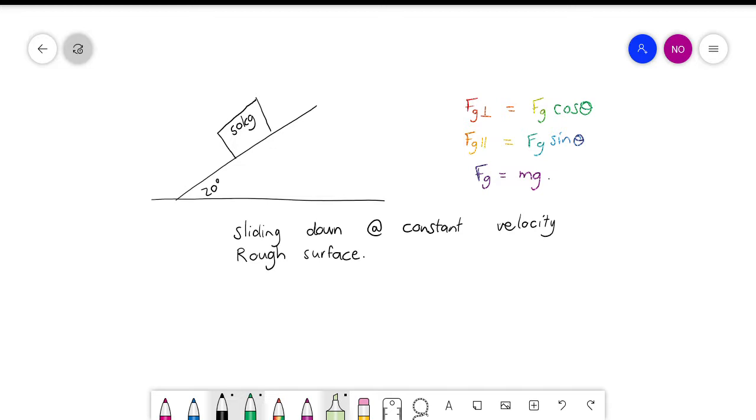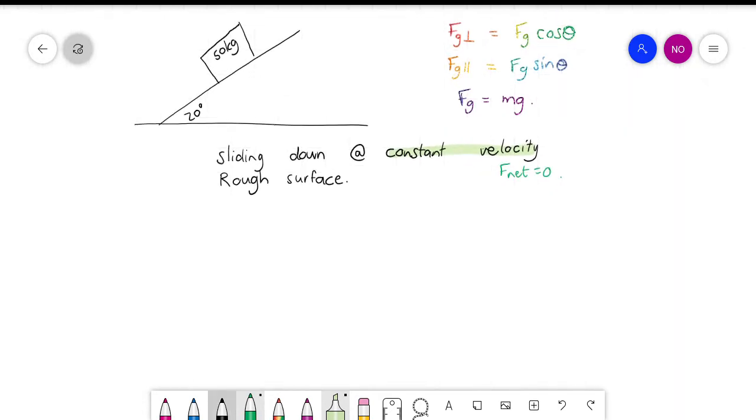Okay, kom ons kyk verder. Sliding down at a constant velocity. What does constant velocity mean? Yeah, constant velocity means F net is equal to 0. Okay, goed. Nou sê hulle vir ons bereken die wrywingskrag tussen die vlak en die krat. So we have to go and calculate the frictional force. But before we do that, I'm going to draw the free body diagram first.